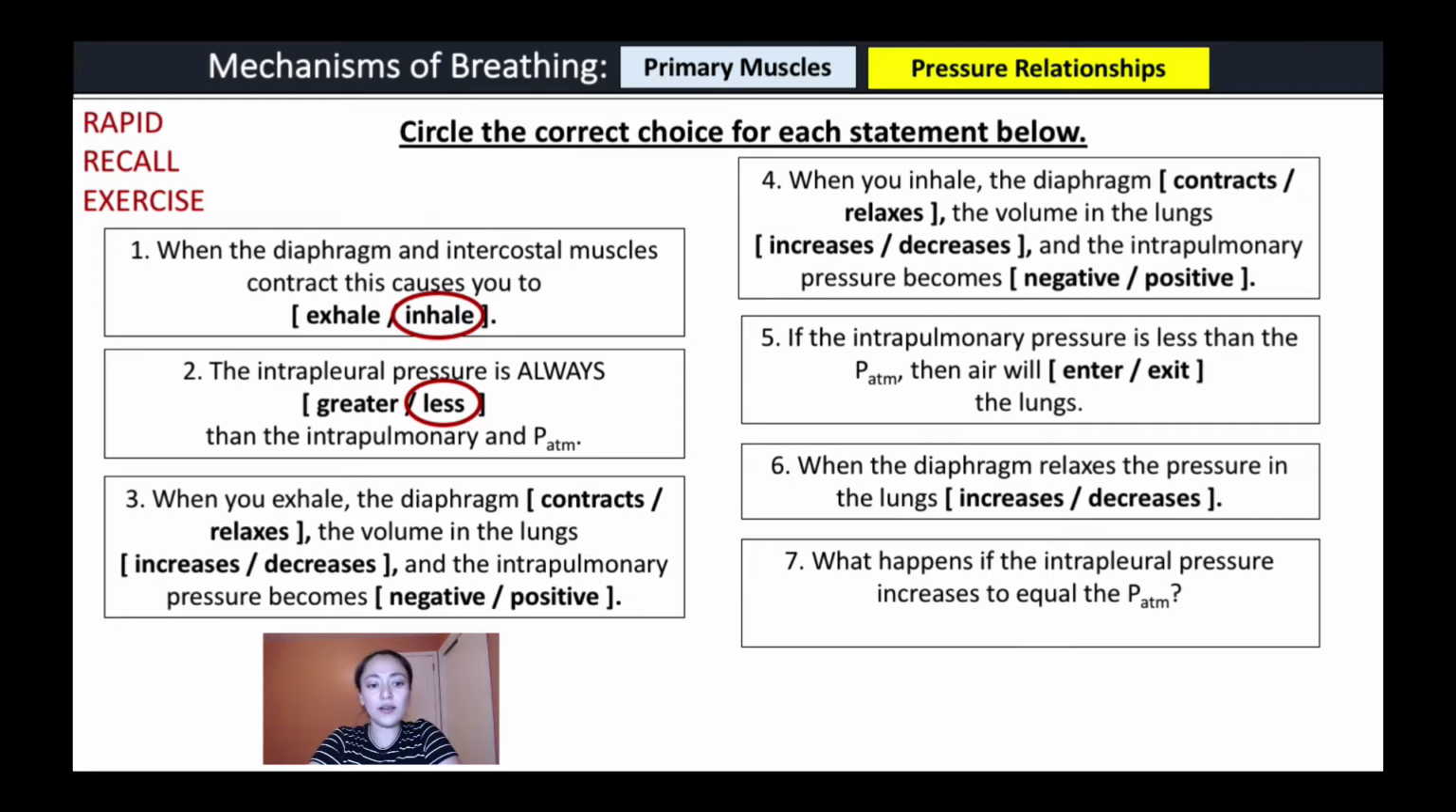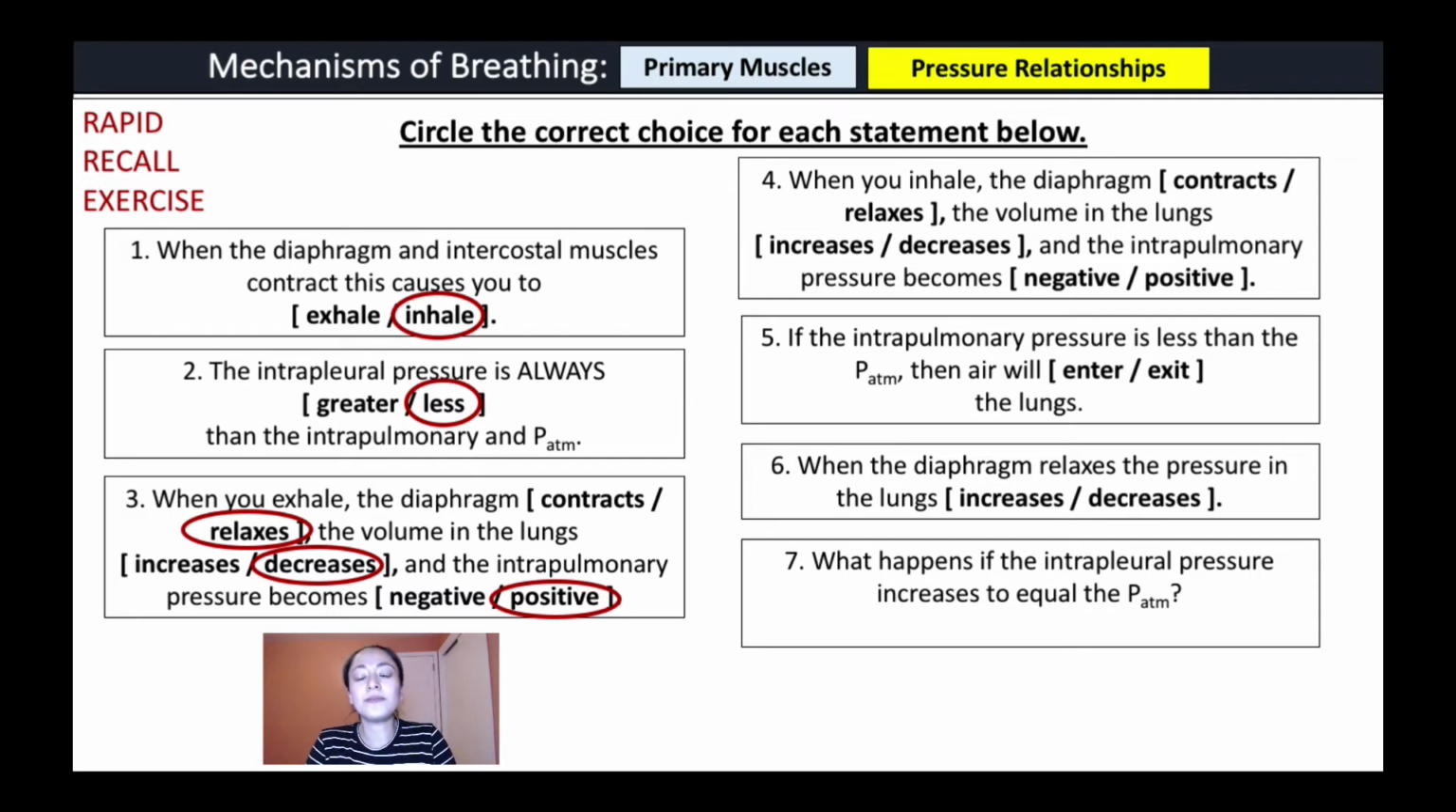When you exhale, the diaphragm relaxes. Just exhale and you'll remember, I feel relaxed. When I exhale, what happens to the volume in the lungs? Well, it's going to decrease. And if the volume's decreasing, the intrapulmonary pressure becomes positive, pushes the air out.